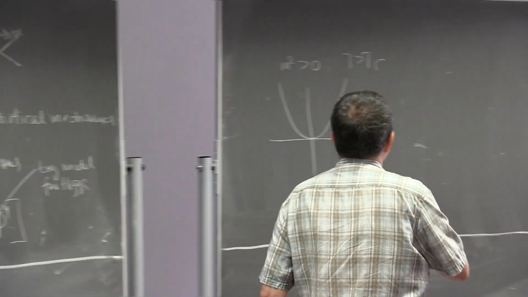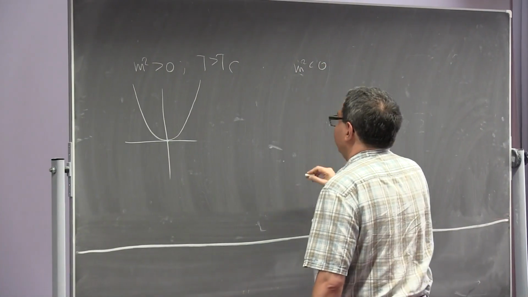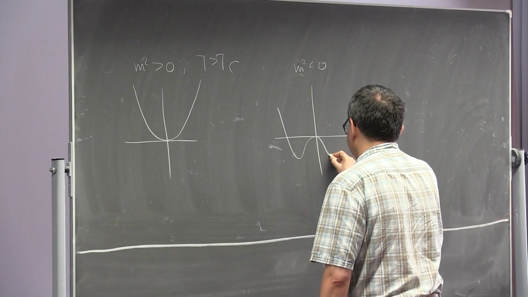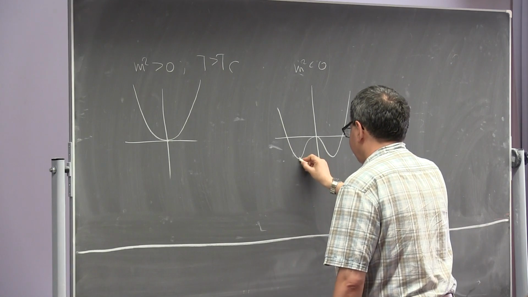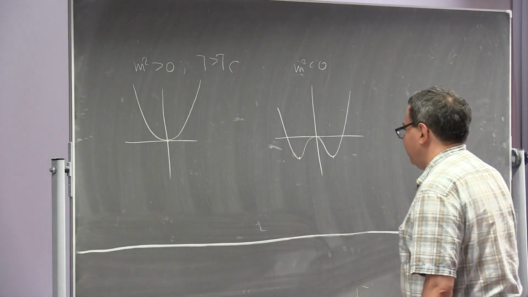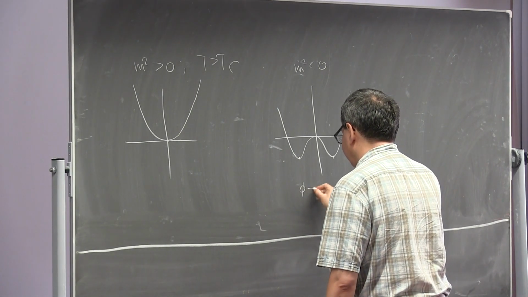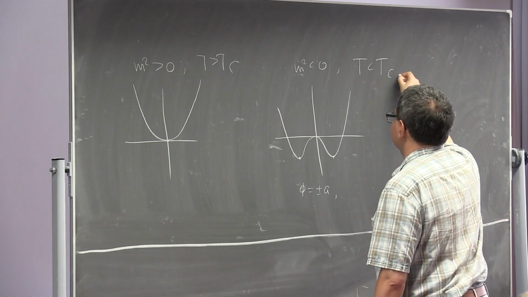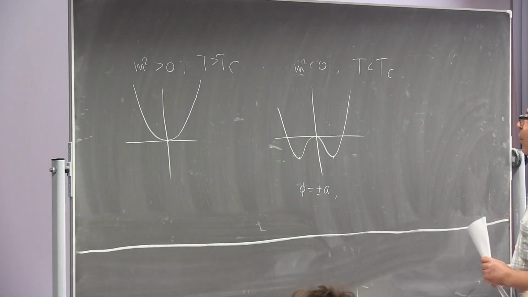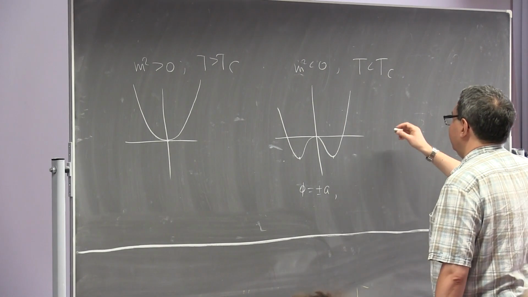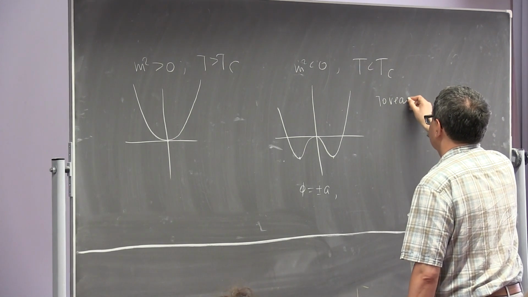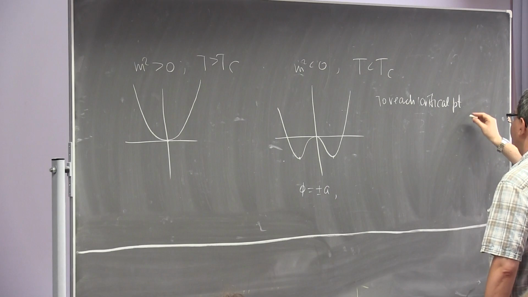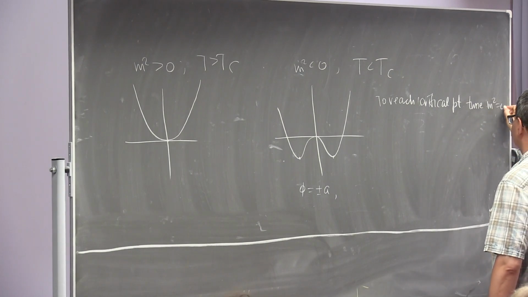But then when you go to m squared less than 0, you have this double well potential, which is one of the most commonly studied systems. And then there are two classical configurations here. We can just call this phi equal to plus or minus a, in this case. And this corresponds to T less than Tc. And then the critical phenomenon happens when we, to reach the critical point, we tune m squared equal to 0.